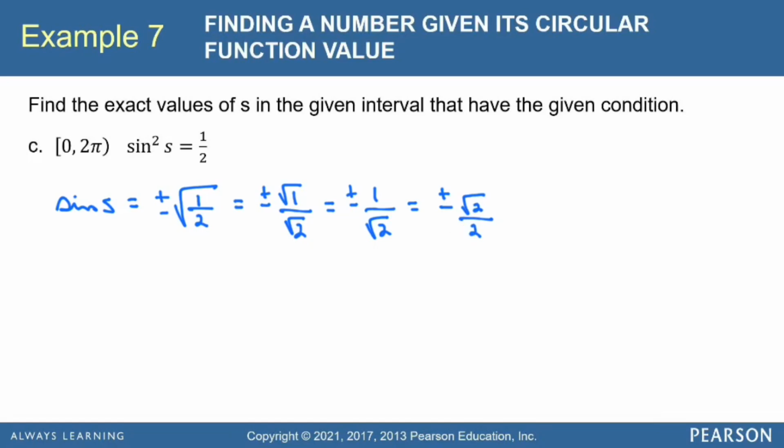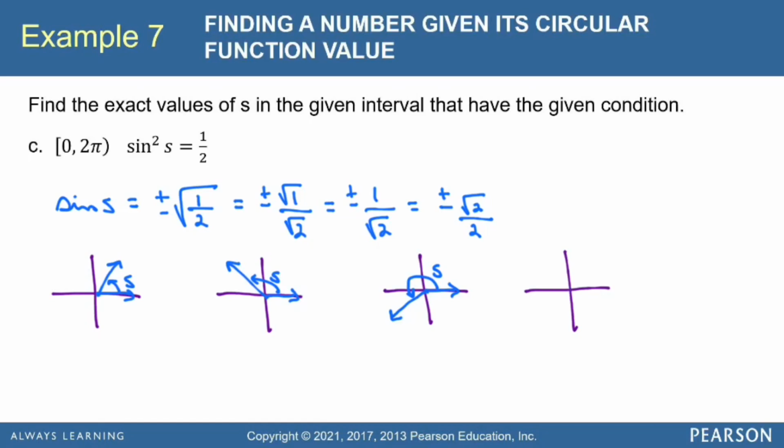Now we have to think about what quadrants s could be in. Well, sine is positive in quadrant 1 and quadrant 2, so I'll go ahead and draw those two diagrams. And then sine is negative in quadrant 3 and quadrant 4, so we'll also have to draw those two diagrams. And so it turns out we'll have 4 answers here, 1 in each quadrant.